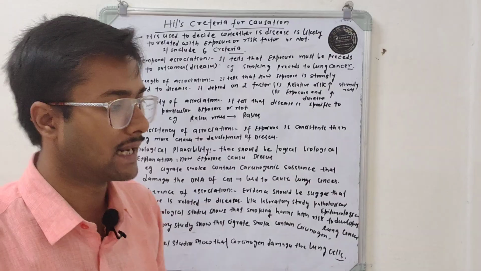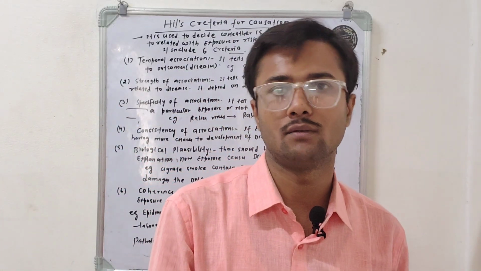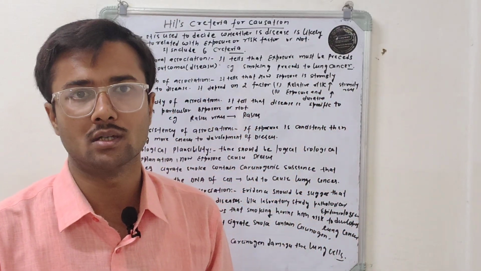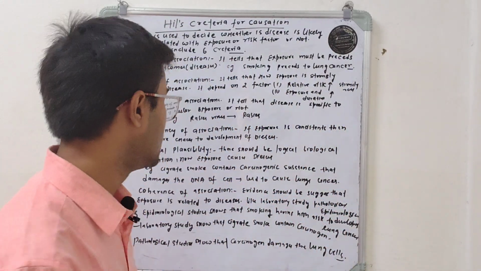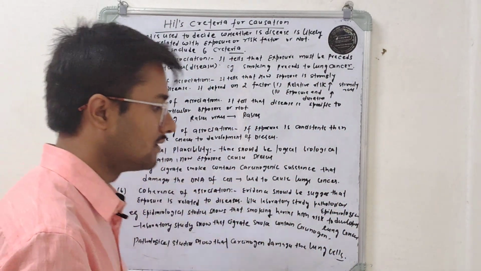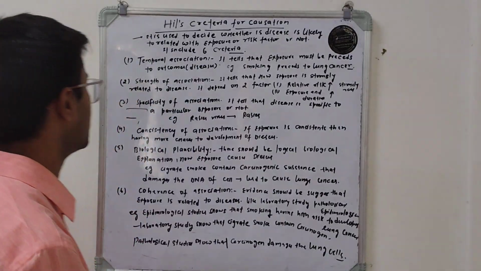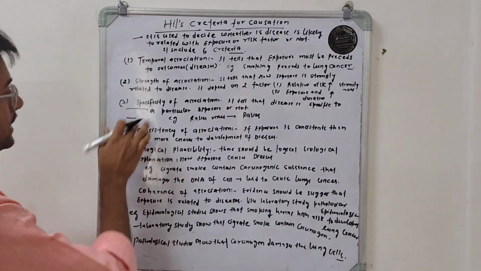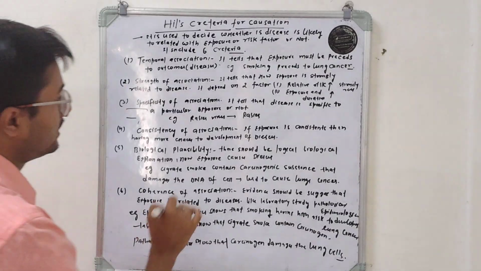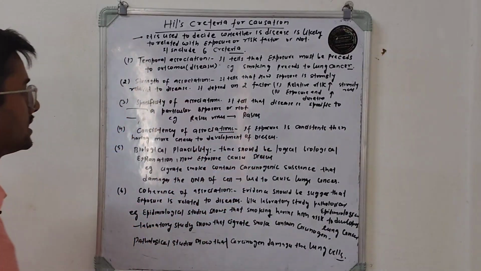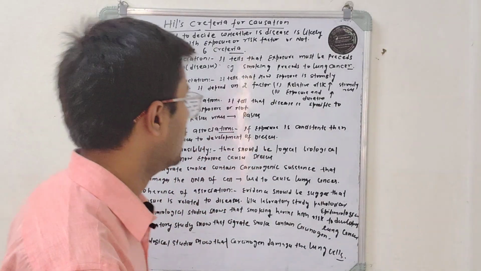For example, rabies disease is specific for the rabies virus. Tuberculosis is specific for the tuberculosis bacteria. But most of the diseases, especially the non-communicable diseases, do not follow the specificity criterion. Okay. So after the discussion of the specificity criterion, the next criterion is the consistency of association.